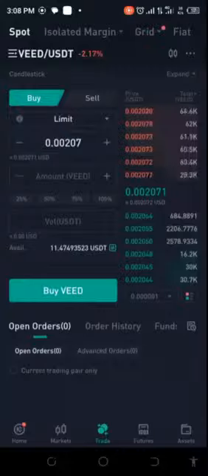We're being told it is about 4%. So let's hope it still stays so. Anyways, let's go ahead and see what we have. Let's start by simulating. We have VEED/USDT. So let's go ahead and do this.